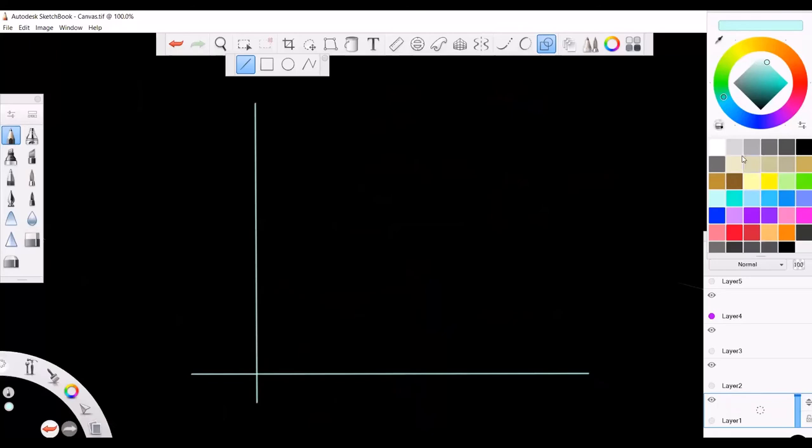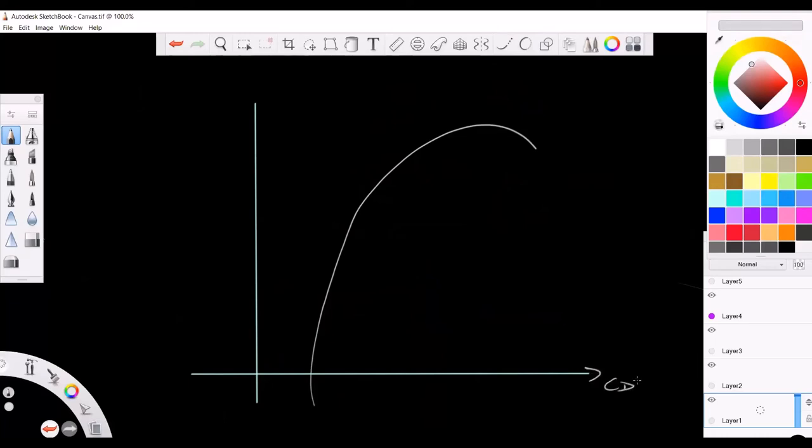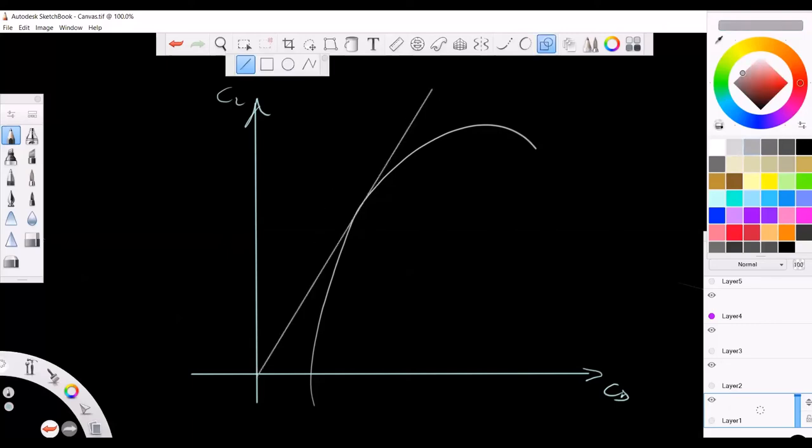But there's another graph the aeroplane guys need, which is your polar, which also has a tangent. Sorry, that's a horrible polar. So your CL-CD polar goes like this, doesn't it? This is CD and this is CL. And this is the tangent to the curve. And that's the highest possible.